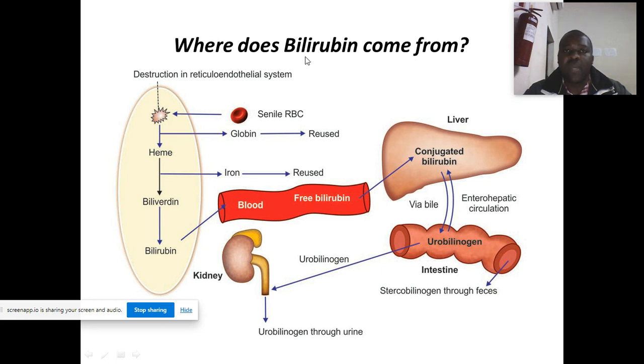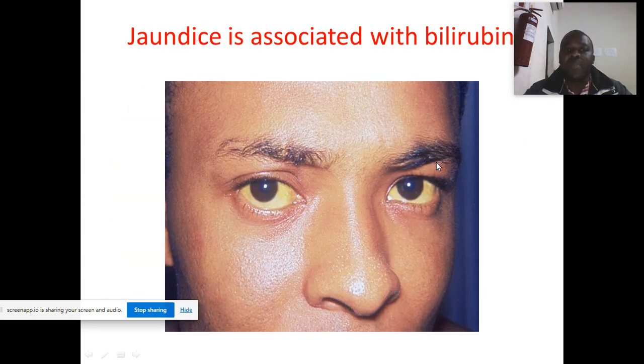So we know where the bilirubin comes from. It comes from the destruction of red blood cells in the reticuloendothelial system. And bilirubin has to be part of the bile so that it can easily be eliminated, because it is insoluble in nature. So it has to be conjugated to become soluble. Okay. Now we know where bilirubin comes from.